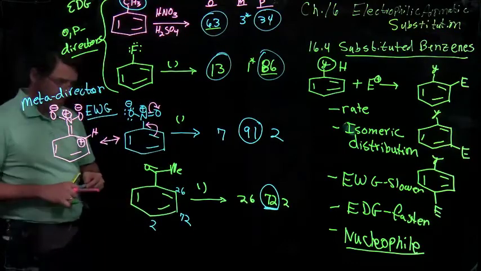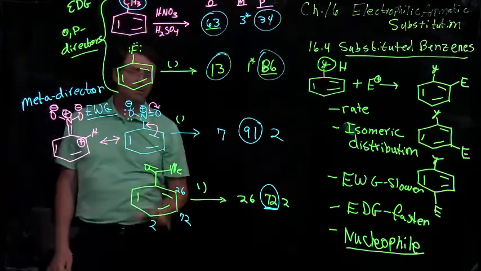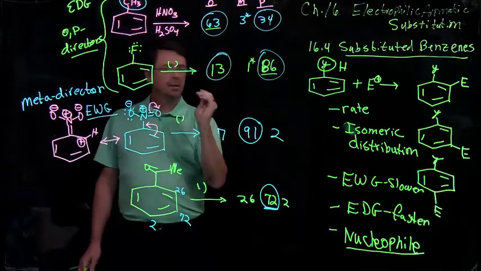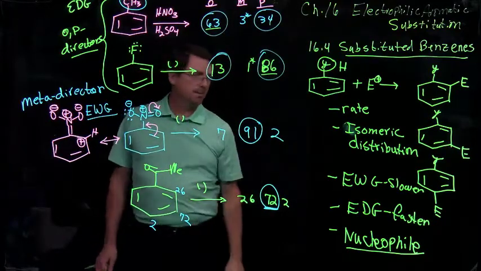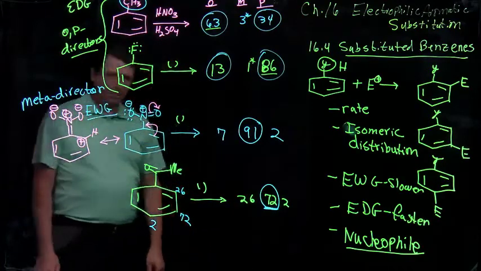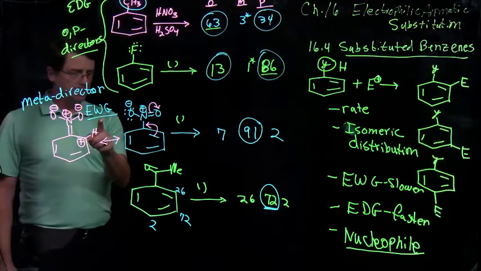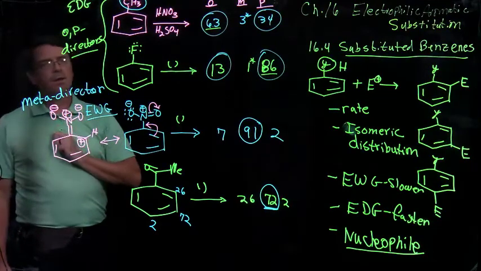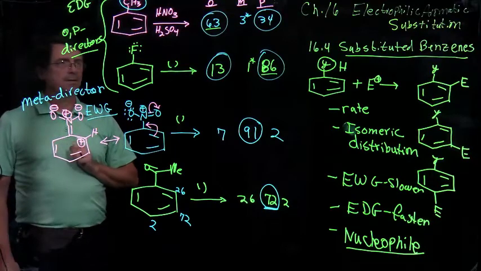And again, I want you to take these as exercise. Go for all of these. Draw all three products, the ortho, the meta, and the para substitution products for these. So carbonyl groups are also electron withdrawing groups. They reduce electron density from the ring, and they are in our class of meta directors.